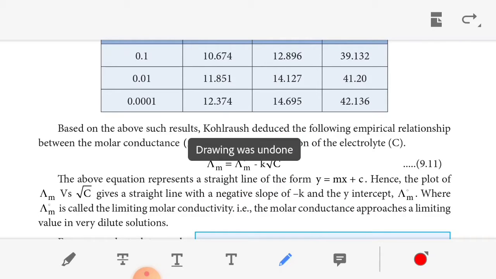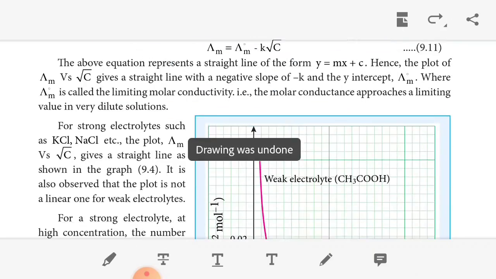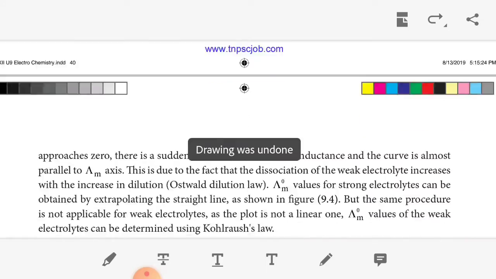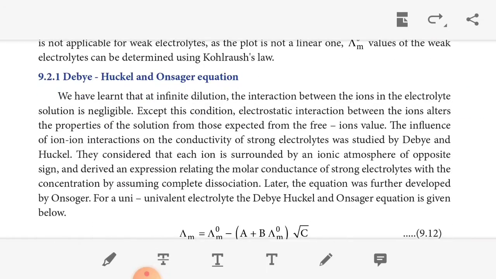The above equation is a straight line, y equals mx plus c. Hence, the plot of molar conductance versus root of c gives a straight line with a negative slope of minus k, and the intercept is the limiting molar conductivity, that is, the molar conductance approaches a limiting value in very dilute solution. The next question is the Debye-Huckel equation. This is a deleted one.